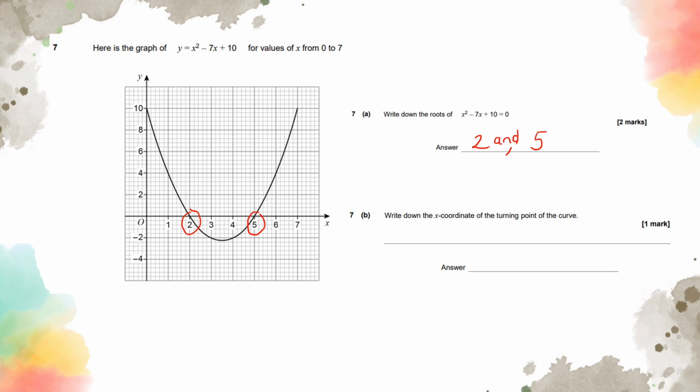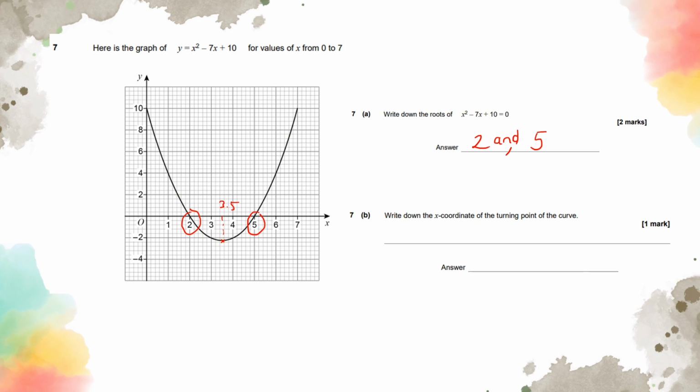Write down the x-coordinate of the turning point of the curve. So they just want you to find out the x-coordinate of the turning point. The turning point is going to be somewhere here. You could roughly figure out that it's going to be 3.5. However, I would recommend you to do this method. So you are simply trying to find out the point that is in between 2 and 5. That's going to be the middle point.